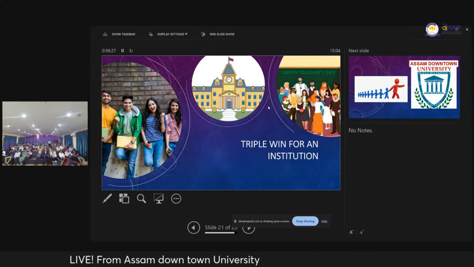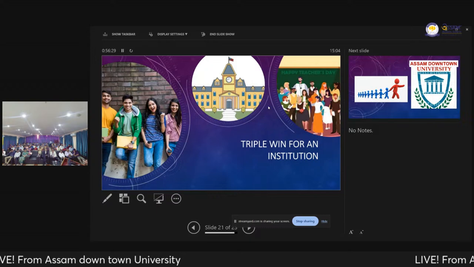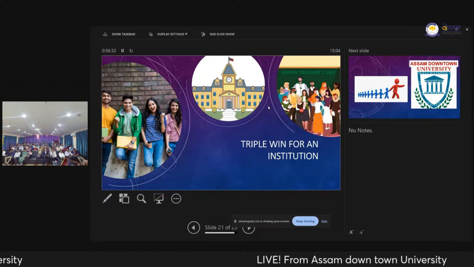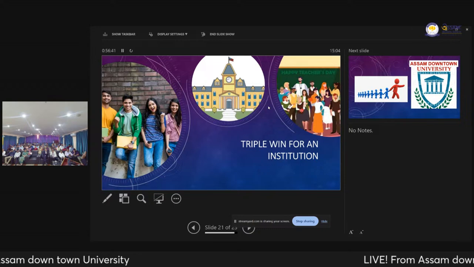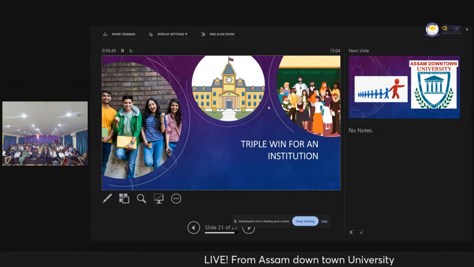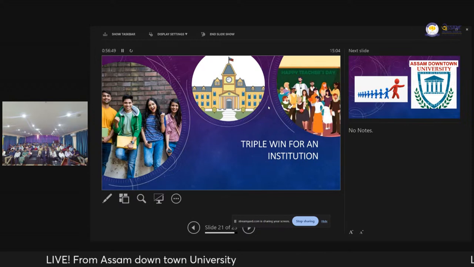So: research centers of excellence, programs, support for transition into a research business or a research-intensive business. And this is how the profile of an institution changes.